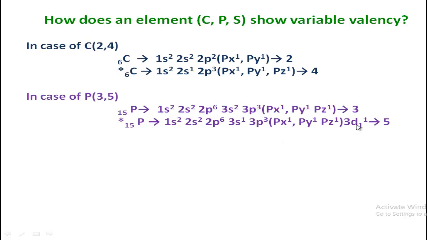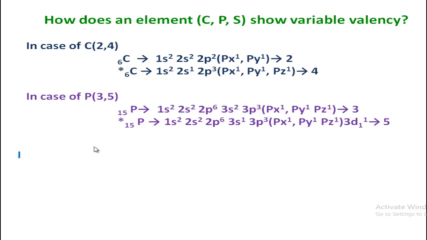You know that there are 5 types of d orbitals, and one electron from the 3s orbital enters into the first 3d type orbital. So now the number of unpaired electrons is 1, 2, 3, 4, 5. So the valency of phosphorus in the excited state is 5. In this way phosphorus shows variable valency 3 and 5.